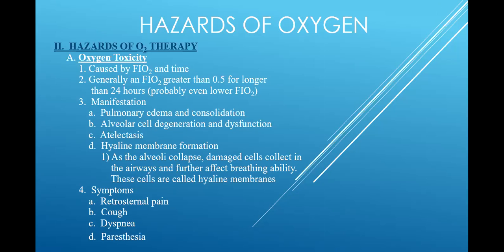Those are the 4 symptoms of oxygen toxicity. It's kind of like tingling in the fingers and tingling in the hands and stuff like that. Paresthesia. So the first hazard is oxygen toxicity, which must be 2 things, high FiO2 and time, right?